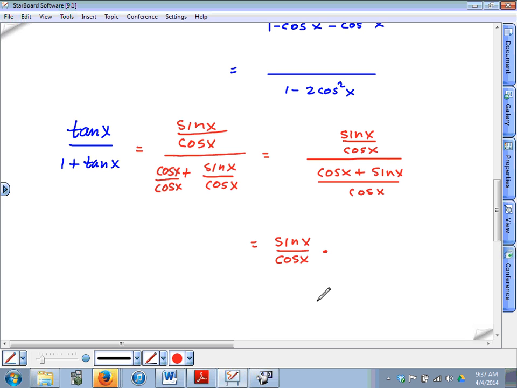Okay, be careful. What are we multiplying by? You have to be careful here. When we're changing division to multiplication, we do the reciprocal. So it's the cosine of x over cosine of x plus sine of x. We're close, you guys. We're knocking on the door.